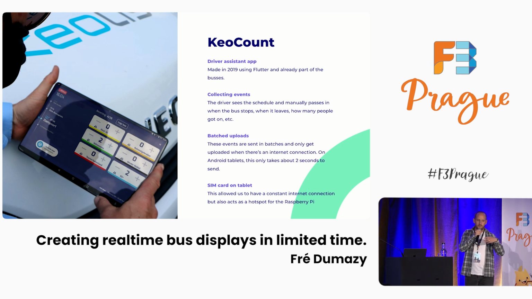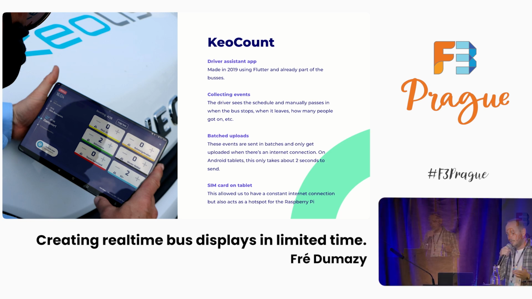So we knew where the bus was going to be. Now, all these events about "I stopped at this place, I started again" had to be manually entered, but that was not the real big issue for the driver. And all of these events were uploaded in batches. But as long as the device had a constant internet connection, it only gave us 2 seconds of delay, so it went quite fast. So we put a SIM card in those tablets, and that way we could also set up a hotspot for the Raspberry Pi, because the Raspberry Pi still needed to have an internet connection as well.